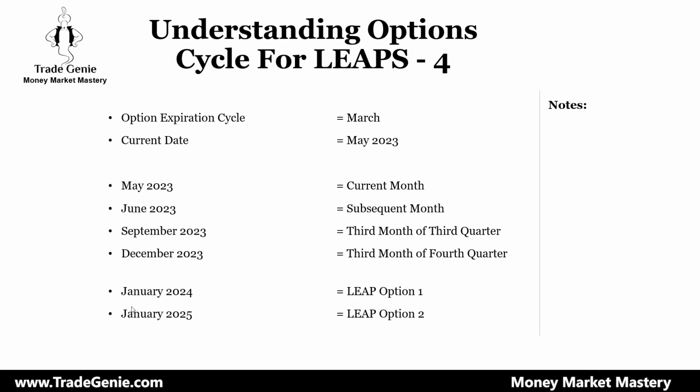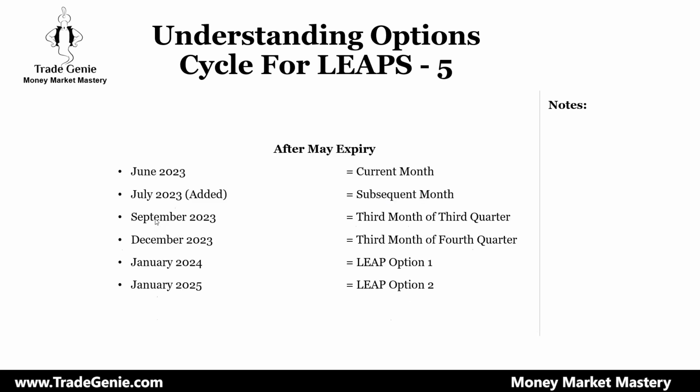But what happens when May expires? For the March cycle, when May expires, June will become the current month. Now June becomes the current month, and July is not listed here, so July will be added. June will become the current month, and July will be added as the subsequent month. So you will see July getting added. And then September stays there, December stays there, and January 2024 and 2025 stay there. So you don't see any changes in the long term.